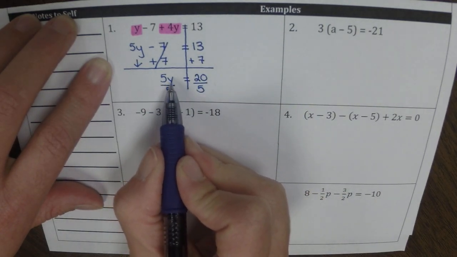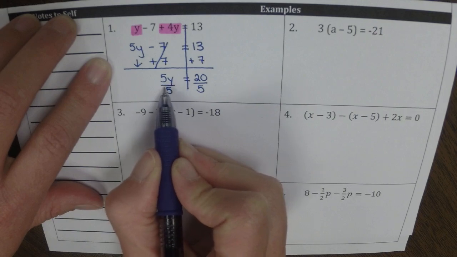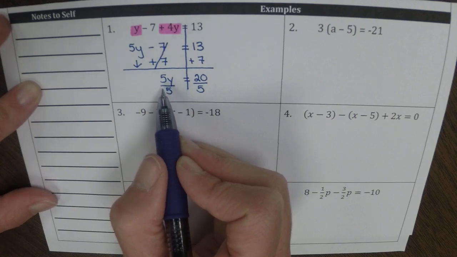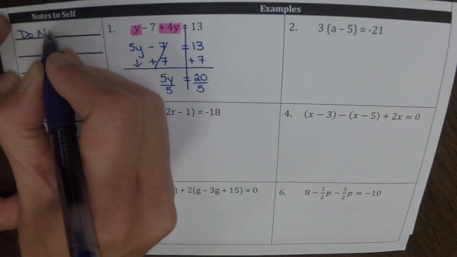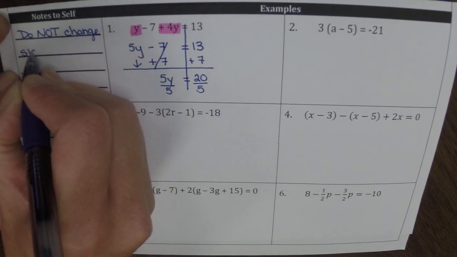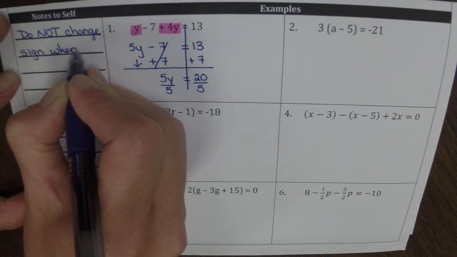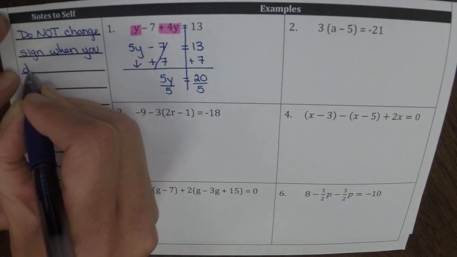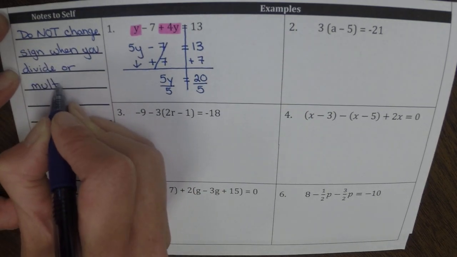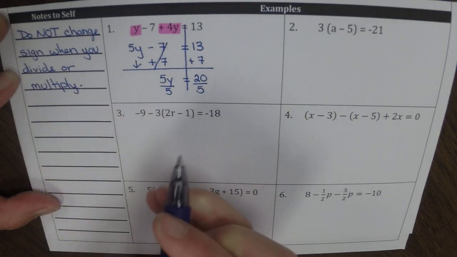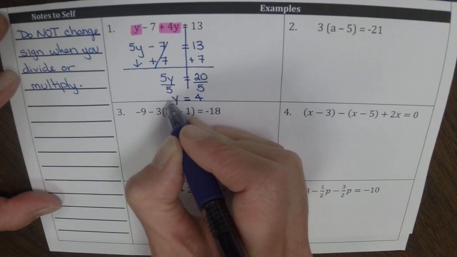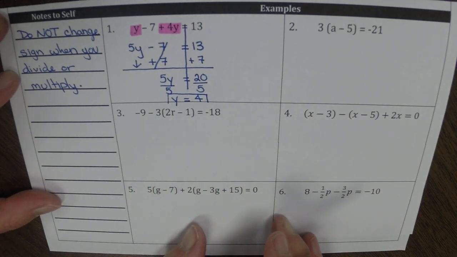on both sides, because side by side means multiplied, so the opposite is to divide, and we divide by whatever number is in front of the variable. We do not change the sign when we divide. So do not change sign when you divide, or multiply, for that matter. Because we're not really supposed to be changing signs, we're doing the opposite operation. So then y equals 4. Good.